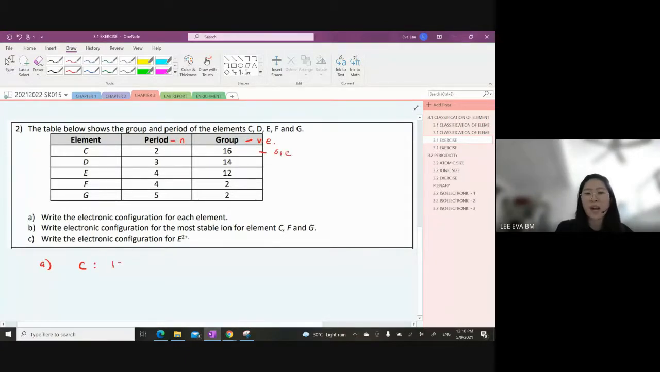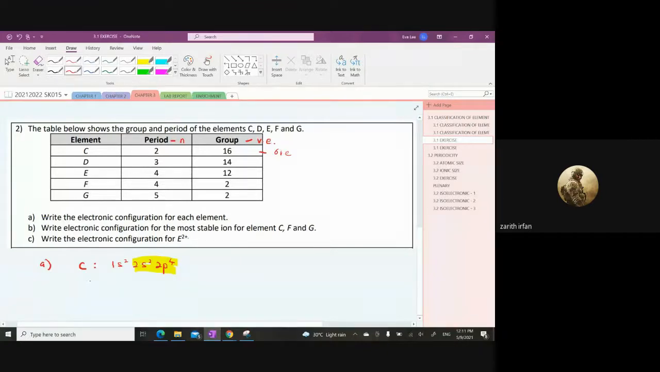So kita start lah 1s2, 2s2, 6 valence electron. Kalau 2s2, kita sambung 2p berapa? 2p4. Okay. Ingat bila nak dapatkan valence electronic configurations, we take for 2s and also 2p. So 2s2, 2p4, all together give you 6 valence electron. Boleh?